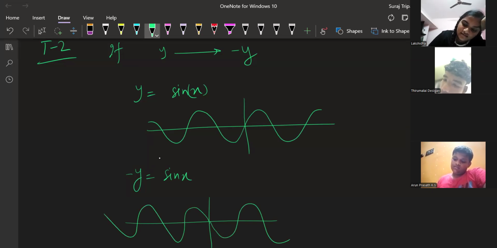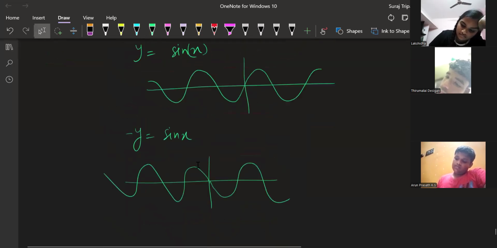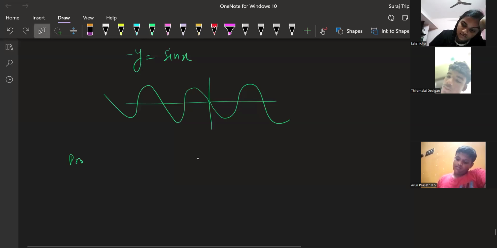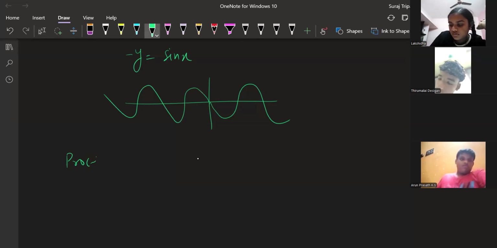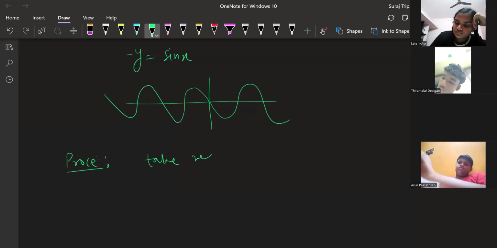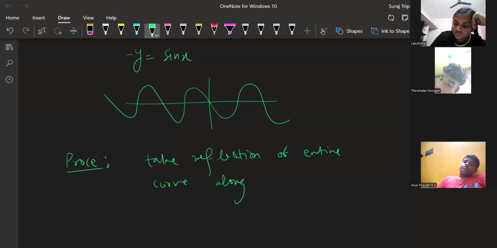Right, that is the procedure also. Take reflection of the entire curve along the x-axis.